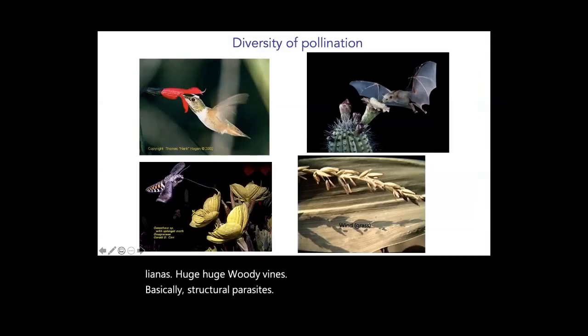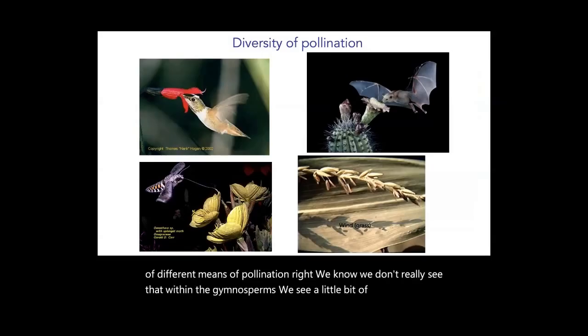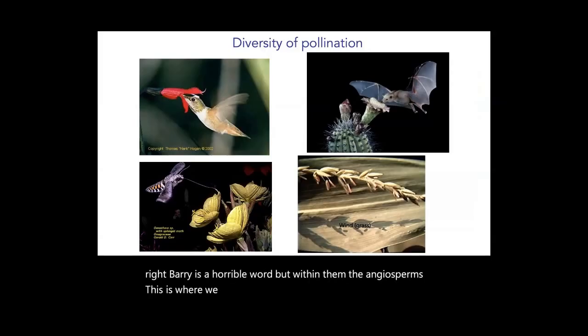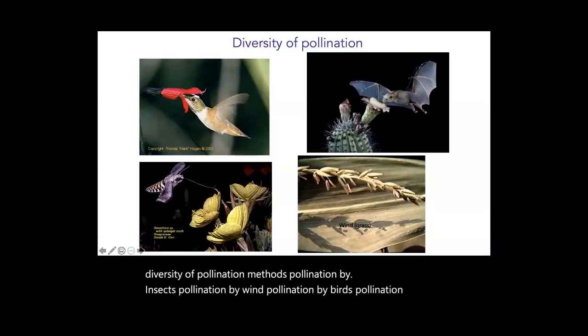But then once we get into the angiosperms, we have this explosion of different means of pollination. We don't really see that within the gymnosperms. We see a little bit of coevolution in the gymnosperms between animals and plants in terms of dispersal. I told you about these juniper berries and yew berries. Berry is a horrible word. But within the angiosperms, this is where we see this incredible explosion of the diversity of pollination methods. Pollination by insects, pollination by wind, pollination by birds, pollination by mammals of all things. Oh my goodness.